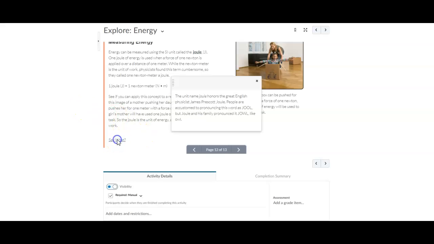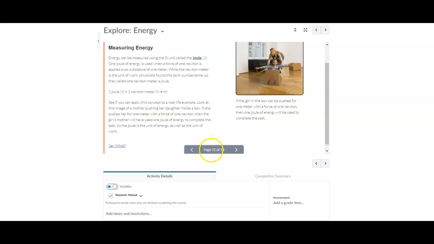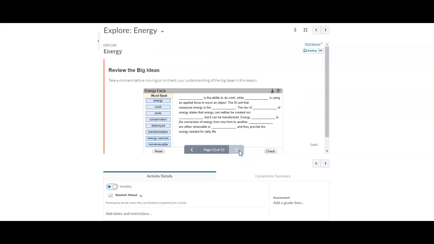And then it says, say what? So the unit name Joule honors the English physicist James Prescott Joule. People are accustomed to pronouncing this word as Joule, but Joule and his family pronounced it jowl, like owl. So that's interesting. And so this just shows you again how that concept of what a joule actually is. And that answers question number 11.